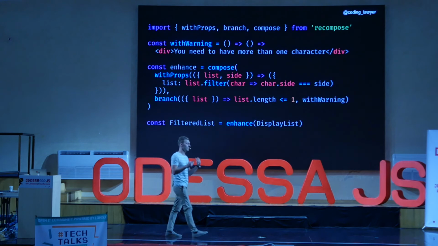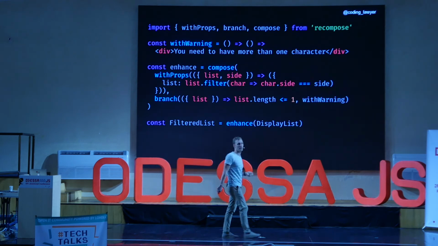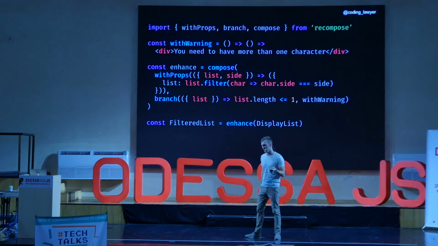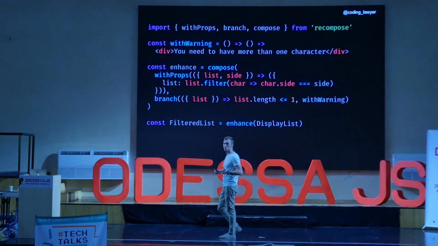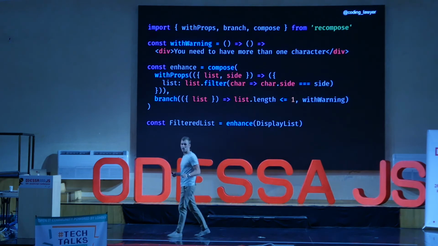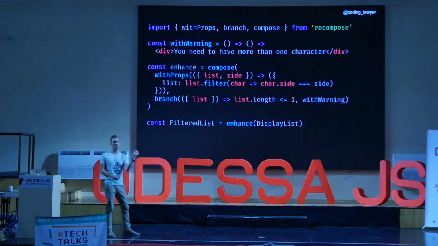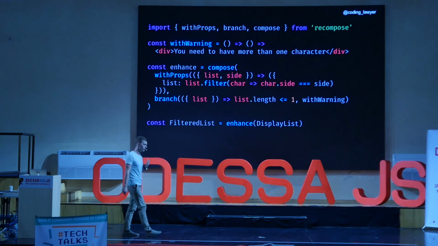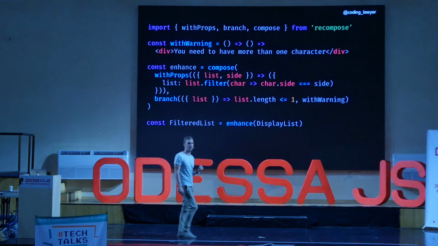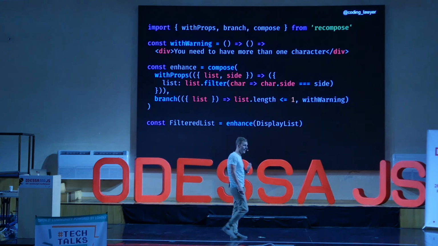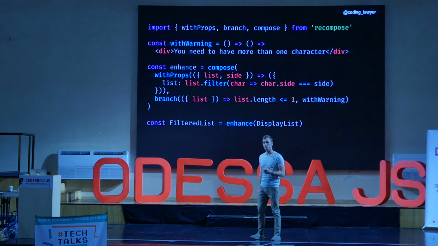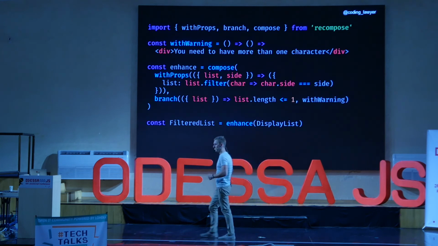So let's try to use more predefined higher order components from Recompose. Let's say you would like to have a button inside our component, and when we click the button, we will toggle the sides. And to do this, we need to be able to maintain internal state. And we can use a helper from Recompose for that. Let's take a look.